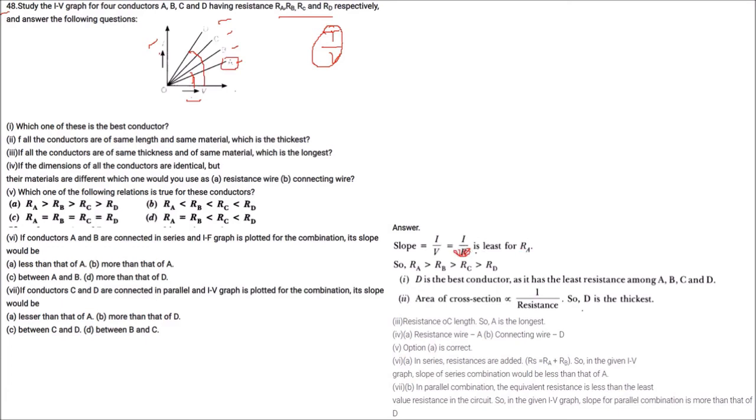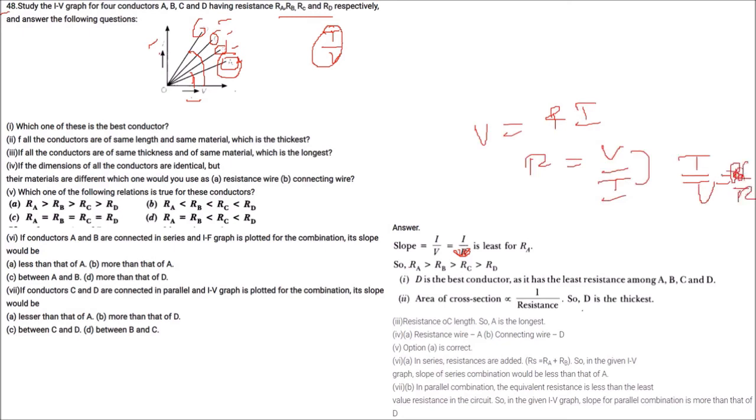That is why the resistance of A is greater than RB, then RC, then RD. See, V equal to Ri, so when we talk about R, it is V by I. But here we are talking about I by V, so I by V is now 1 by R. If the slope is minimum, the resistance would be higher, because voltage is now on the x-axis and I is on the y-axis.